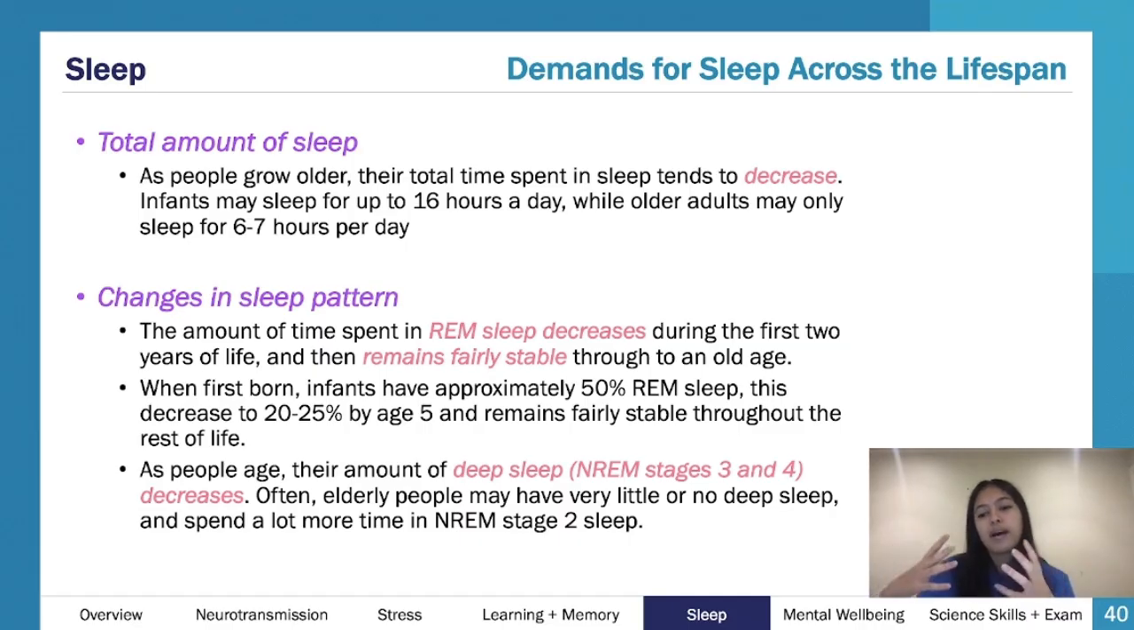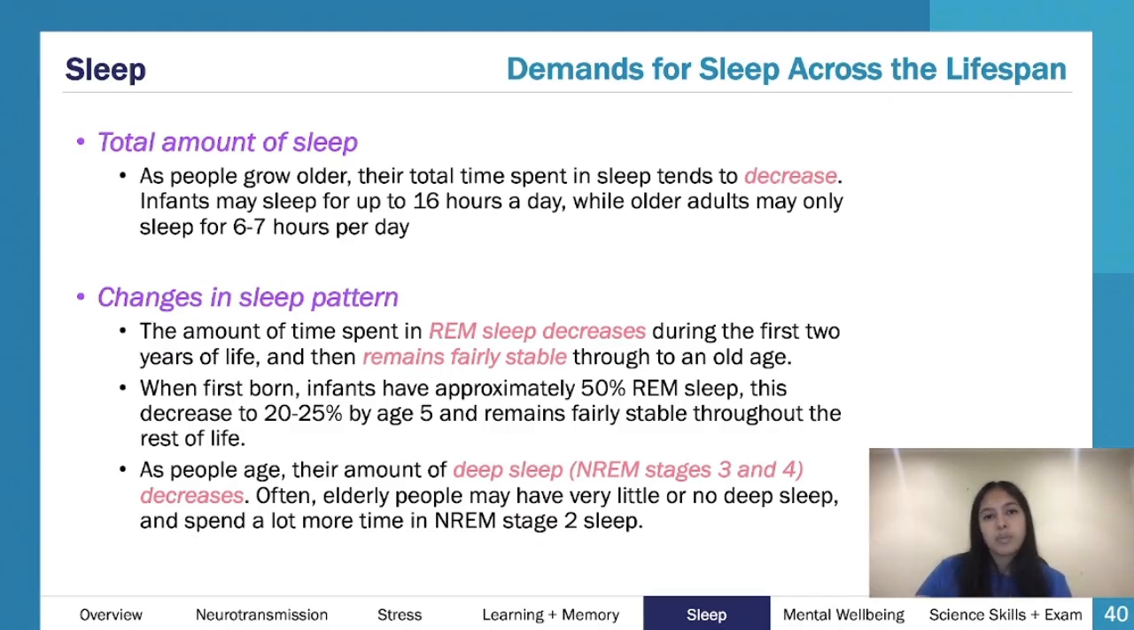And you can think about the growing that you're doing. When you're an infant, you're growing like crazy, you're growing in your brain, you're growing in your body. So definitely you need a lot of sleep. When you're elderly, 6 hours of sleep is enough because your body isn't growing, like a neonate's is. That's the kind of idea there.